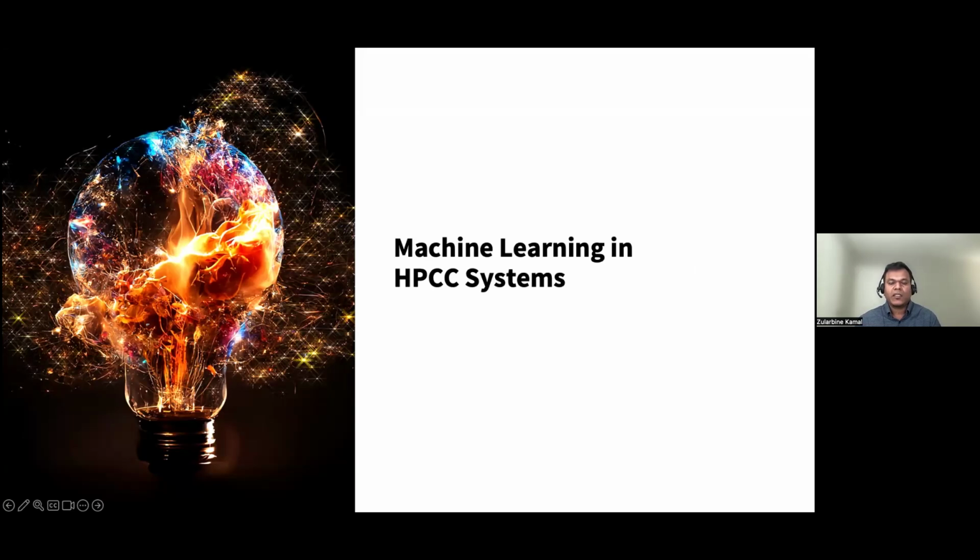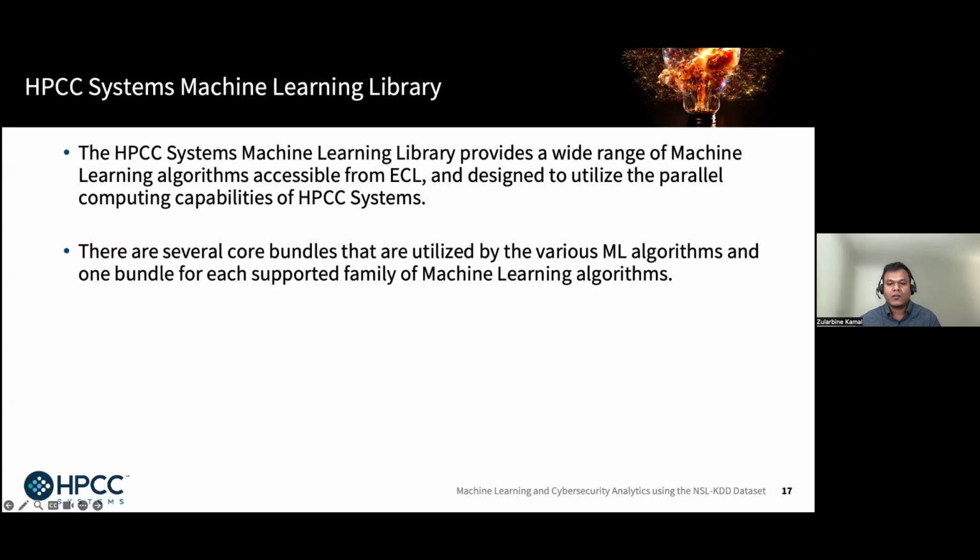Machine learning in HPC system. The HPC system machine learning library offers a diverse set of algorithms accessible through the ECL programming language and optimized to leverage the parallel computing power of HPC system. The library includes several core bundles that support various machine learning activities. Also, it has a dedicated bundle for different algorithm families.